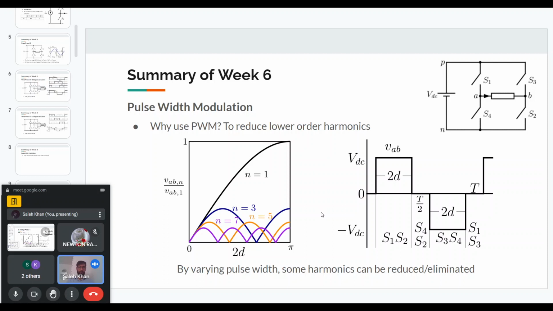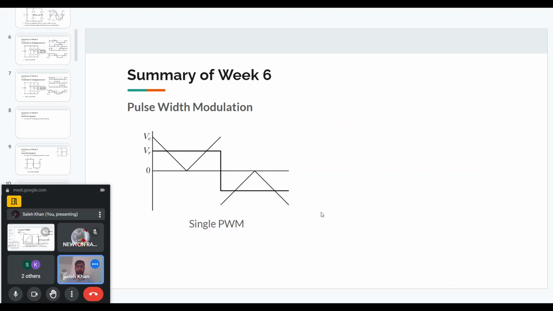But with inductive loads or capacitive loads in parallel, the advantage is that the higher order harmonics are very easy to filter out, because the impedance of the inductor at high frequencies is very high, because the impedance of the inductor is omega times L, where omega is the frequency. So for very high frequencies or higher order harmonics, our filtering becomes easier. So this is why we use pulse width modulation.